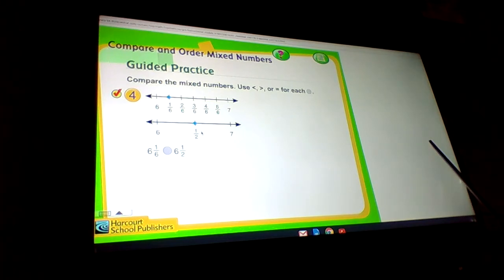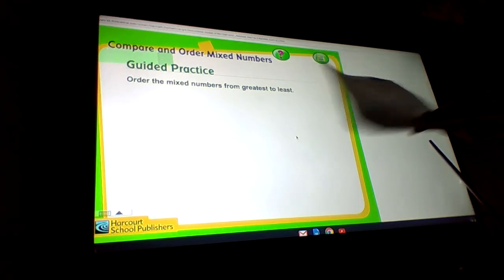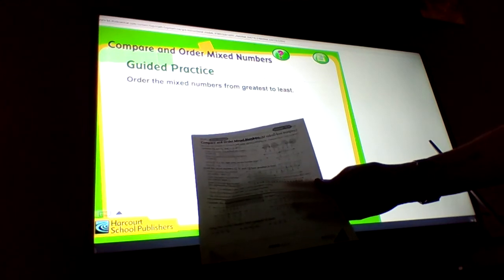Again, they're so nice showing us number lines. 6 1/6, 6 1/2. Is 6 1/6 greater than, less than, or equal to? Yep, it's less than. All right, boys and girls, what you're going to do in your packet, you're going to do lesson 15.5, front and back. Remember, start with the small side.